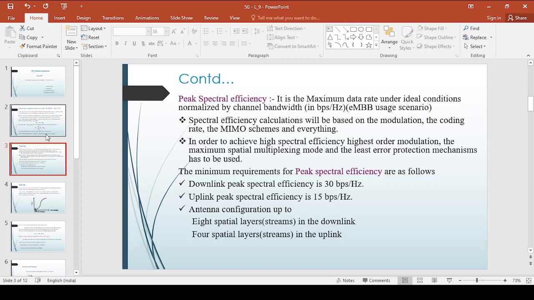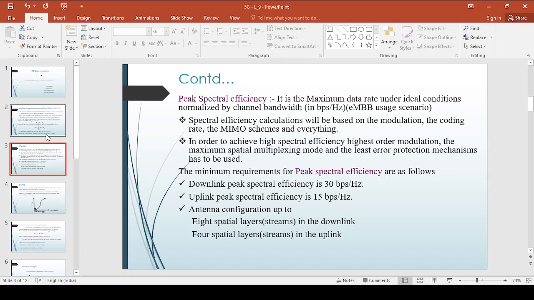Now coming to the minimum requirements of peak spectral efficiency: in the downlink it is 30 bits per second per hertz, and in the uplink the minimum requirement of peak spectral efficiency is 15 bits per second per hertz. Now if you see this DL to UL ratio, it is again 2:1. The previous one is also a DL to UL ratio of 2:1. Here also 2:1.